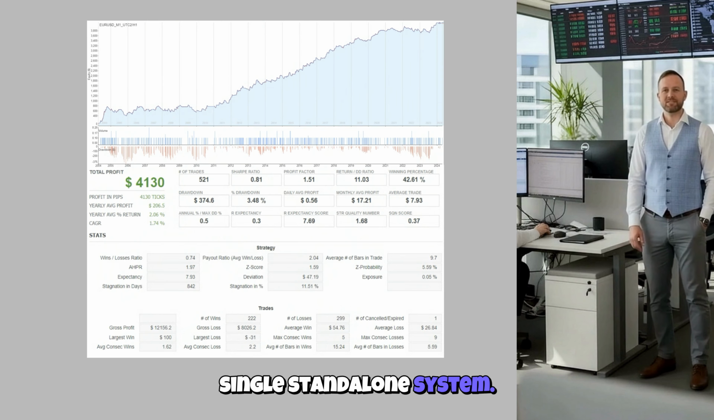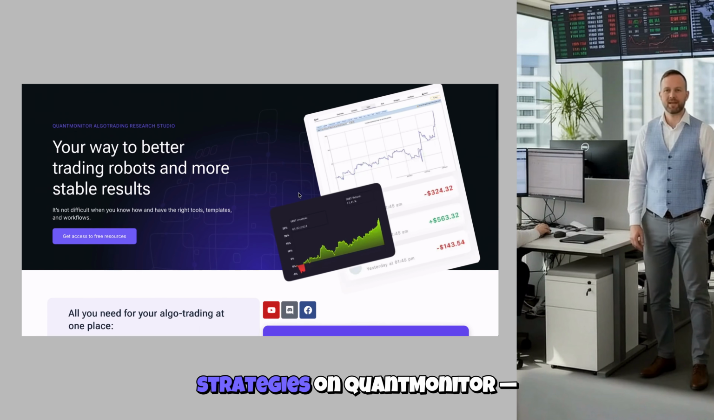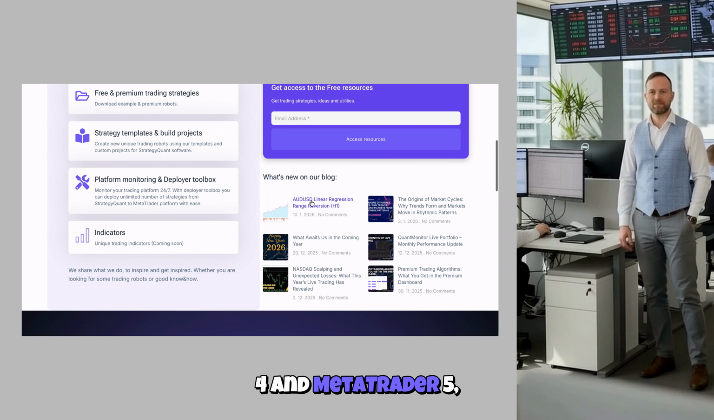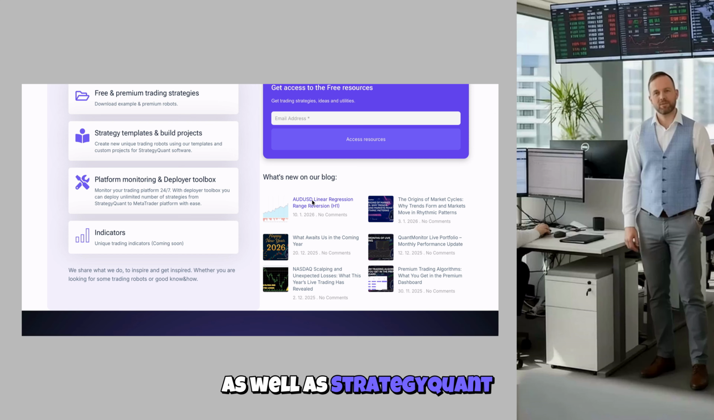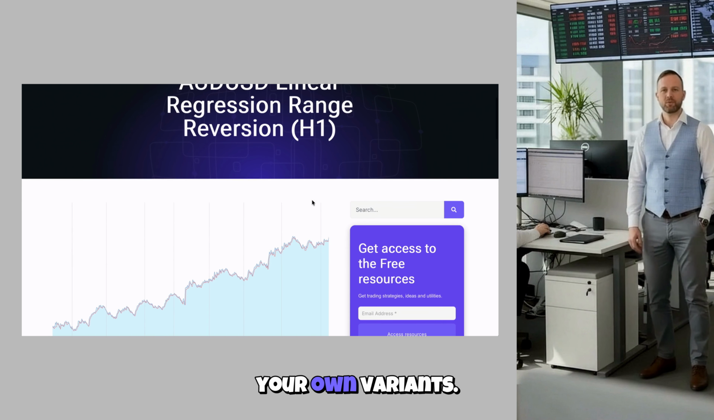single standalone system. To wrap up, if you like this approach, you can find more strategies on Quant Monitor, including systems for MetaTrader 4 and MetaTrader 5, as well as StrategyQuant source projects, chart code, so you can study the logic or build your own variants.